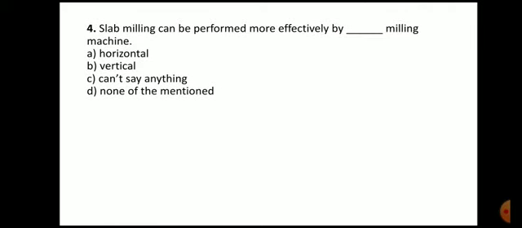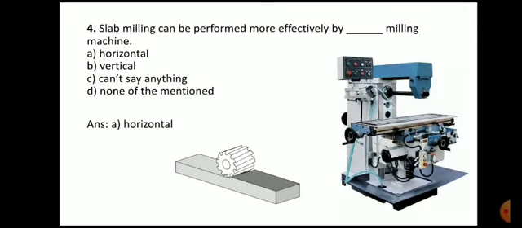Next, slab milling can be performed more effectively by blank milling machine. That is horizontal, vertical, can't say anything, none of the mentioned. The answer is horizontal. So here you can see the example of slab milling. This is known as slab milling. So this is the slab and this is your cutter. Now this cutter you have to fix over this horizontal axis. This is the arbor, and on this arbor you have to fix this milling cutter. And this workpiece you have to fix over the table. So the slab milling can be performed more effectively on horizontal milling machine.